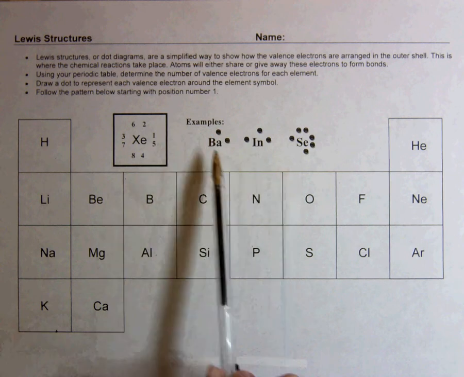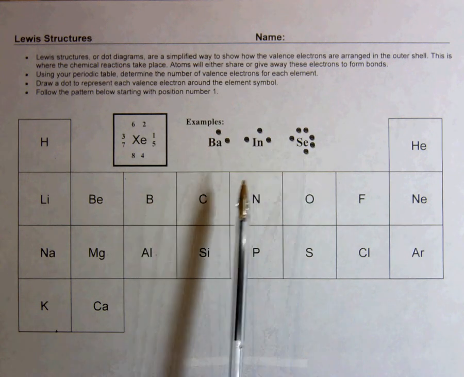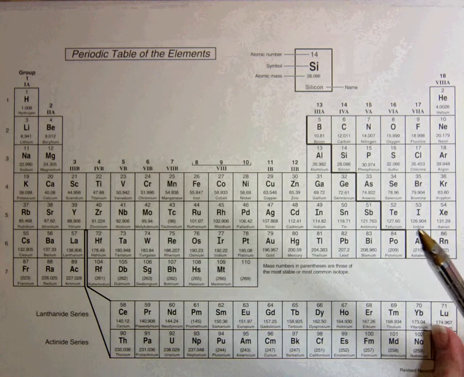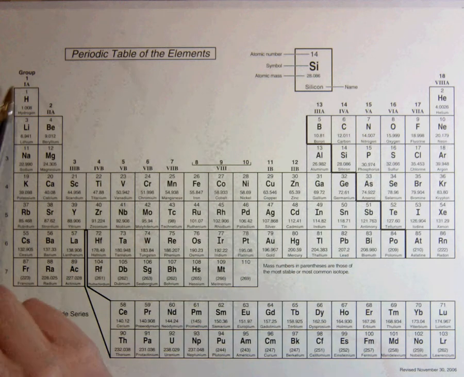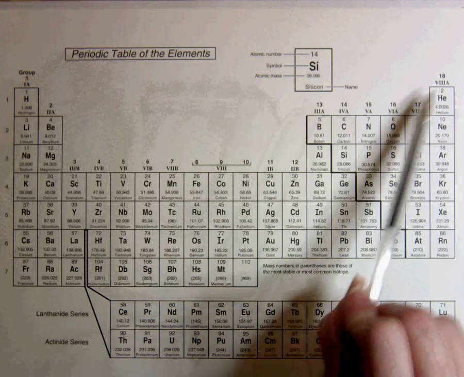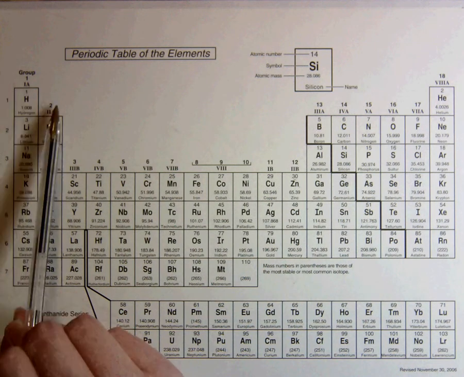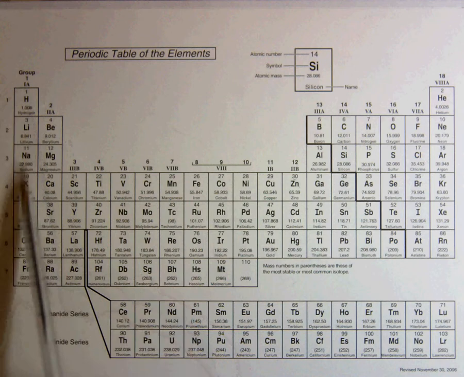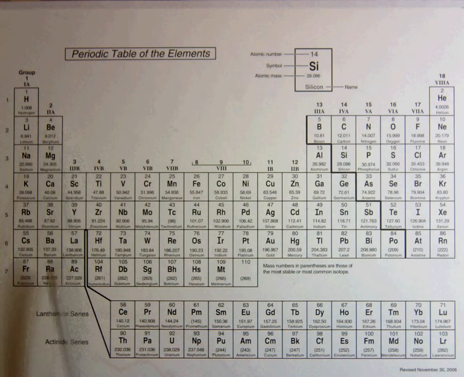Now how are you going to figure out how many valence electrons each one has? The way you know this is based on the periodic table. The periodic table shows you the different group numbers up at the top, and this rule is going to work for groups 1 and 2 and 13 through 18. Groups 1 and 2 right here only have 1 digit in them. The digit is 1 for group 1, so they all have 1 valence electron. Group 2 will all have 2 valence electrons.